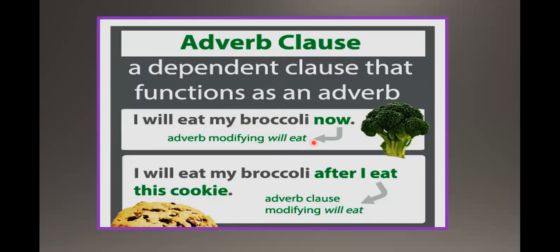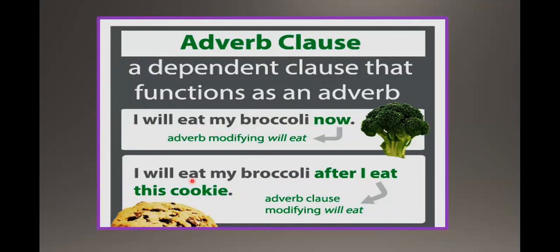So basically this is a statement. I will eat my broccoli now. This is a statement. It is not a clause. I will eat my broccoli after I eat this cookie. This is a clause. Why? Because it is explaining, modifying, or it's explaining when will you eat. This is explaining the when.